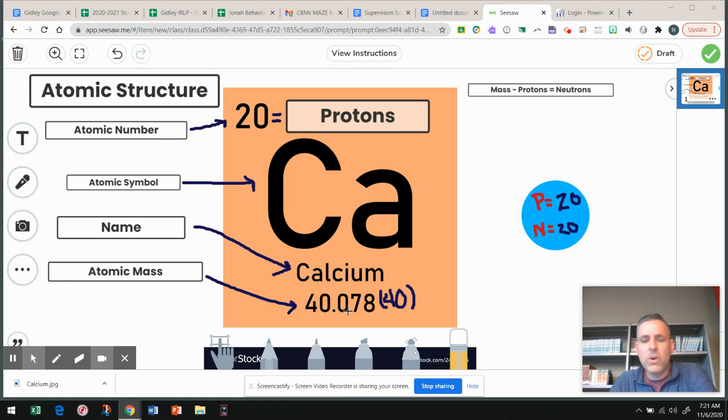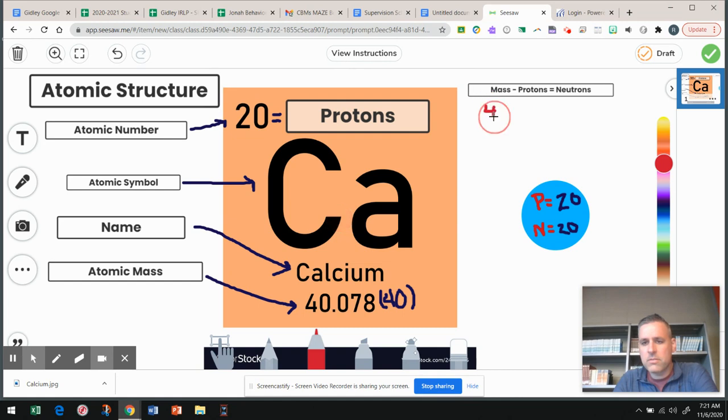So the one thing that's missing is the neutron. The way that you always want to try and find your neutrons is to take your mass, which in this case is 40, and subtract the protons from the mass. So mass minus protons equals your number of neutrons. And you can see that I put it in there already, but how did I get that? Well, my mass in this case is 40. So I'm just going to drop in a 40 here.